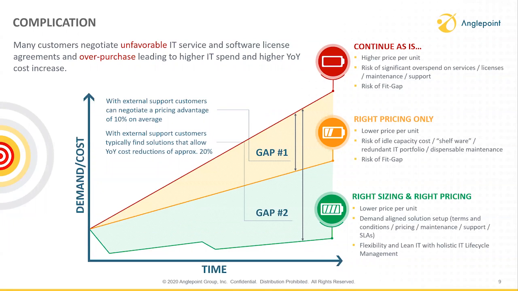And with that, we typically see year-over-year cost reductions of approximately 20% on average when you go this right-sizing, right-pricing approach as a combination. And we will have a use case just on the next slide. So let's go to the next slide.